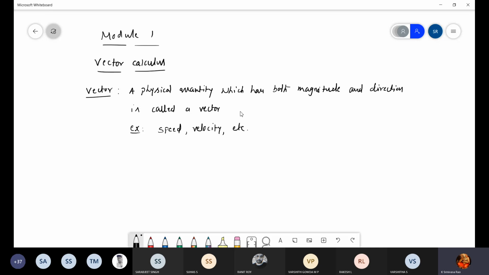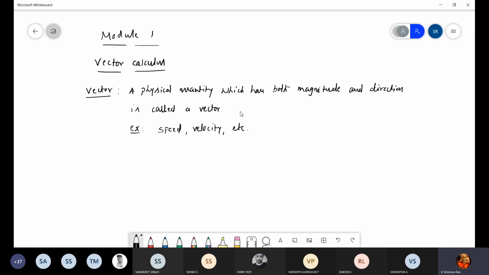Magnitude means some quantity. For example, you will say some 5, for example, this one velocity. The unit of that velocity is given, and the unit for mass is kg. The unit for length, whatever it is, a meter, kilometer. These are all what we call magnitude. And direction is nothing but whether it is in a positive way or negative way, upward or downward. So like that, that is a direction. So a physical quantity which has both magnitude and direction is called a vector.